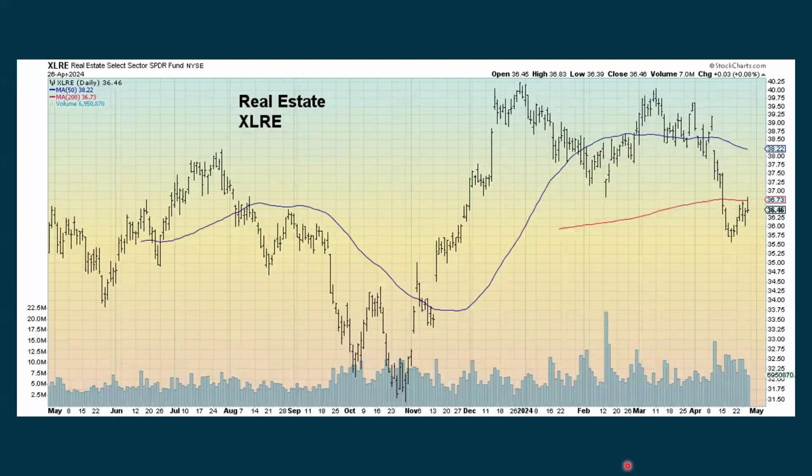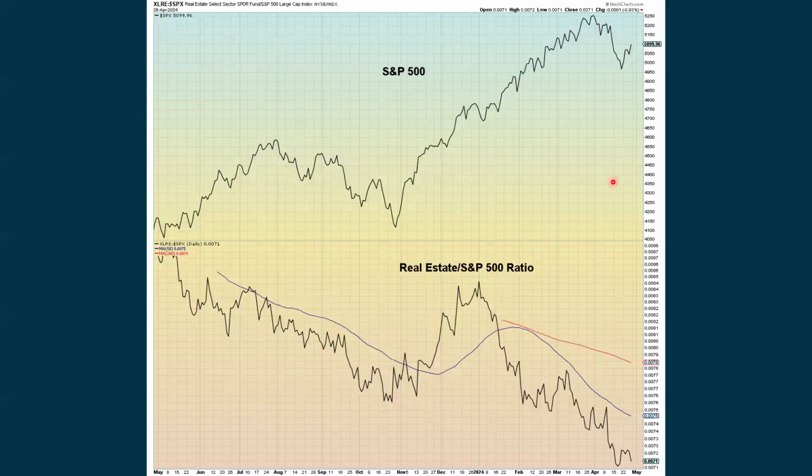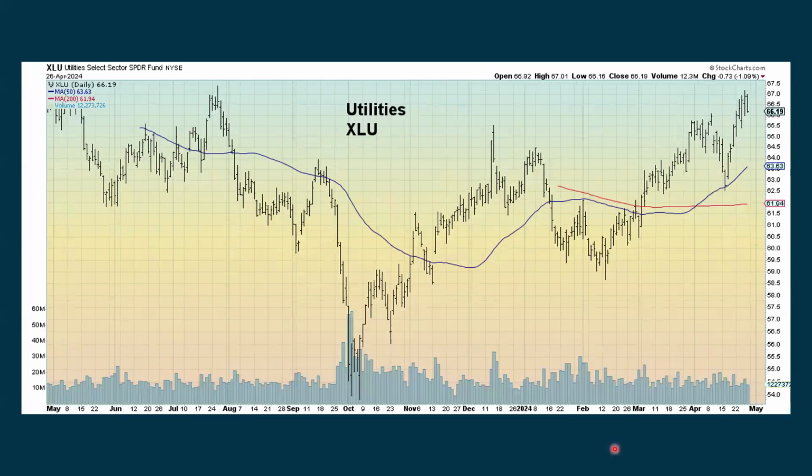We look at real estate, which by itself has been hanging in there. It's still in an uptrend, even though it's been pretty choppy. When interest rates are going up and housing prices are going up, that really puts pressure on the real estate sector. And when interest rates are going down, that tends to be more beneficial for the real estate sector. But when we compare it to the S&P, it continues to really underperform.